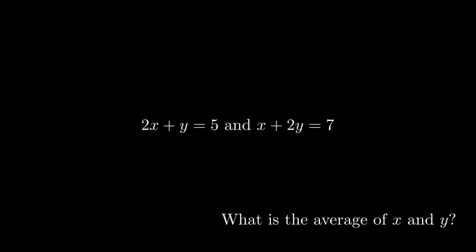Let's look at part B now. We have that 2x plus y is equal to 5, and that x plus 2y is equal to 7. And we want to find the average of x and y.